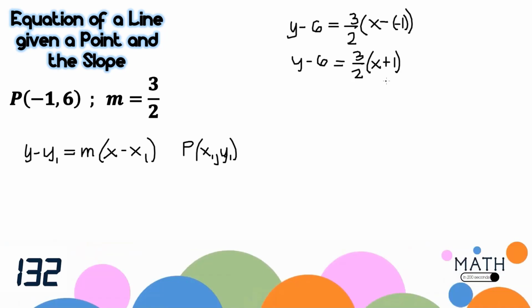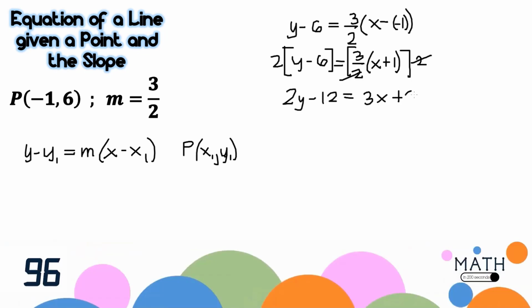Now, for some of us who are struggling with fractions, I encourage you to multiply both sides by a certain constant which would remove your denominator, and that constant is 2. So when you multiply that here, you can cancel that out. What you will have here is the product of 2 and y minus 6. You have 2y minus 12 is equal to, now the 2 is removed, you're going to simply distribute 3 here. So you have 3x, 3 times 1 is plus 3. Don't forget to also include this term here.